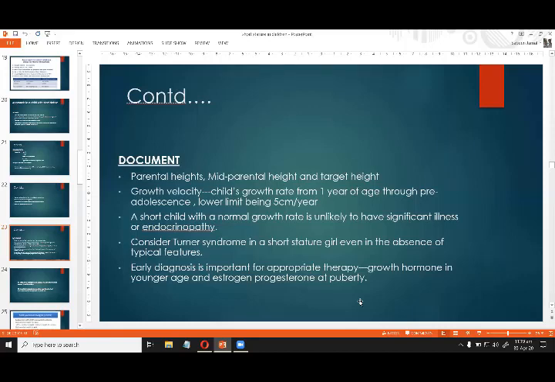In case of a short statured girl, you should consider Turner syndrome, even if there are no typical features. Early diagnosis is important for appropriate therapy, which is growth hormone in younger age and estrogen and progesterone at the time of puberty.